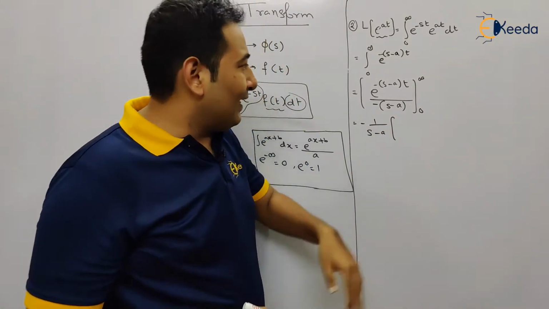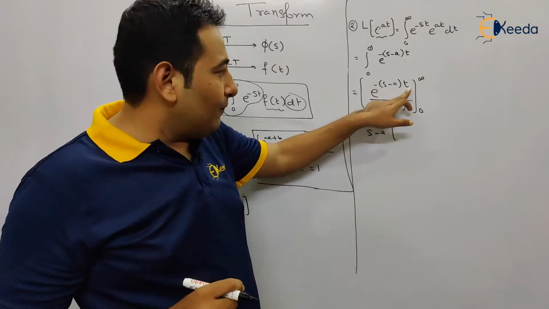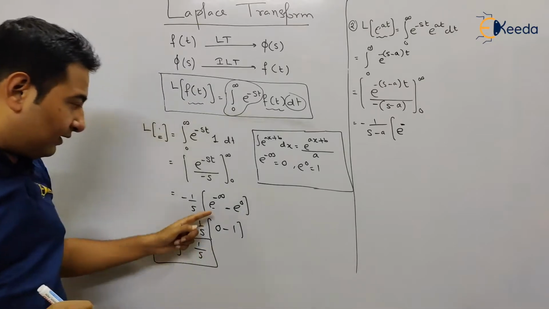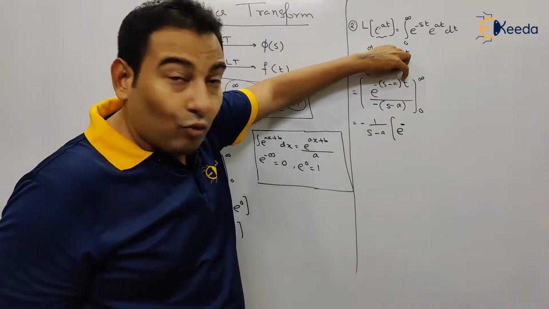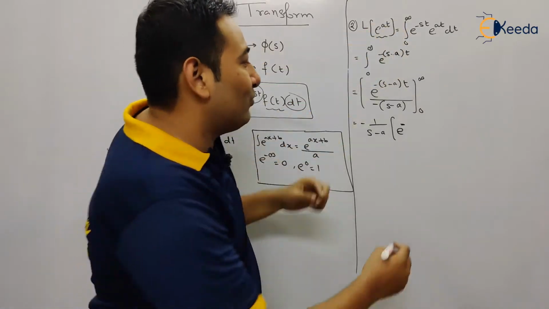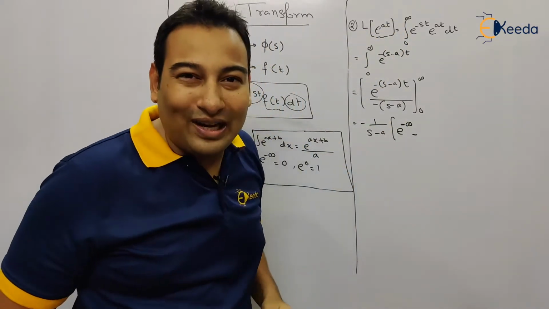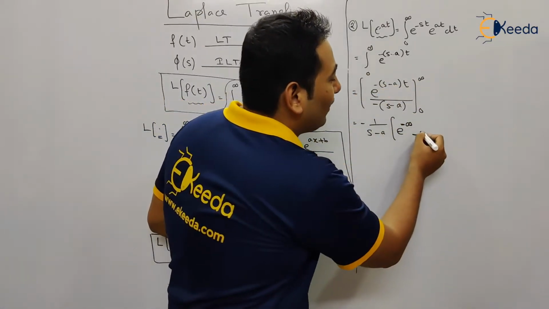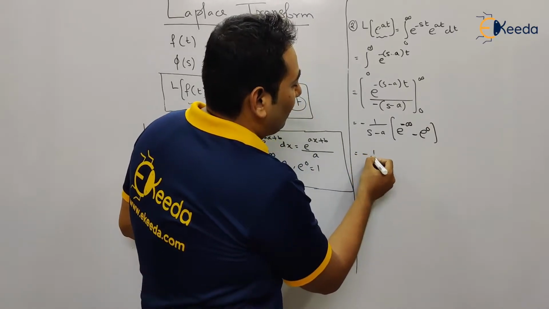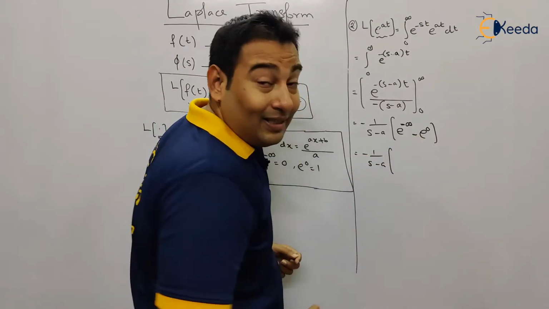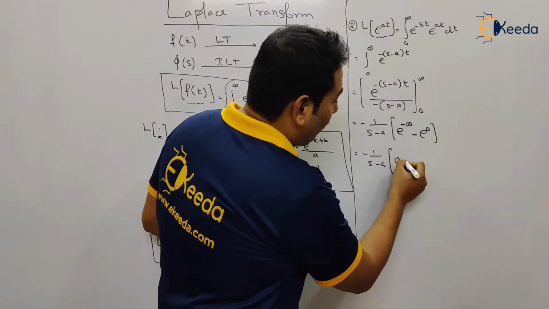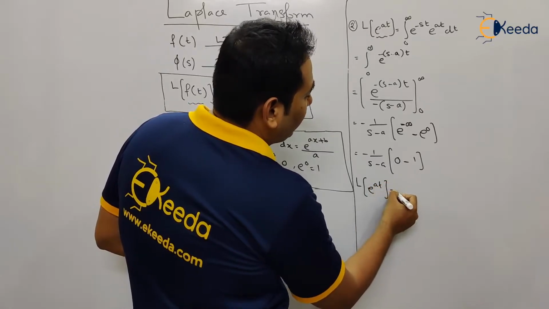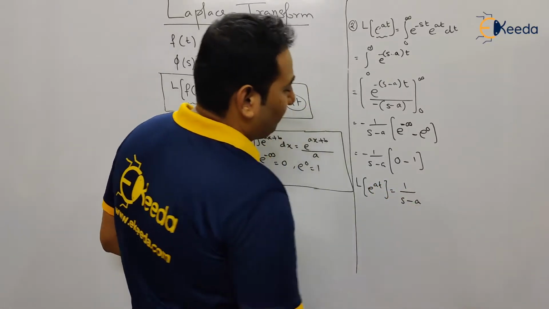Upper limit, lower limit. If you put infinity in place of t, again this will be e raised to minus, this minus will remain as it is, as discussed here. And if you put infinity, this term will become infinity. So this will be this minus lower limit. If we substitute 0, the entire term will become 0, therefore it will be e raised to 0. So minus 1 upon s minus a, e raised to minus infinity is 0, minus e raised to 0 is 1. So if you open the bracket, Laplace of e raised to at is 1 upon s minus a.